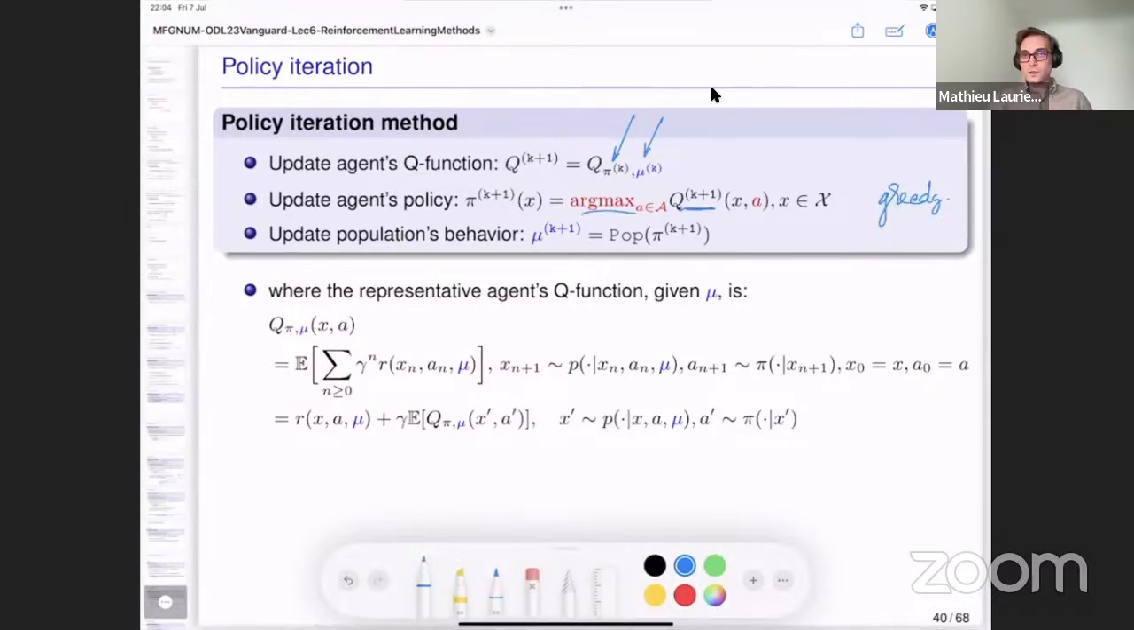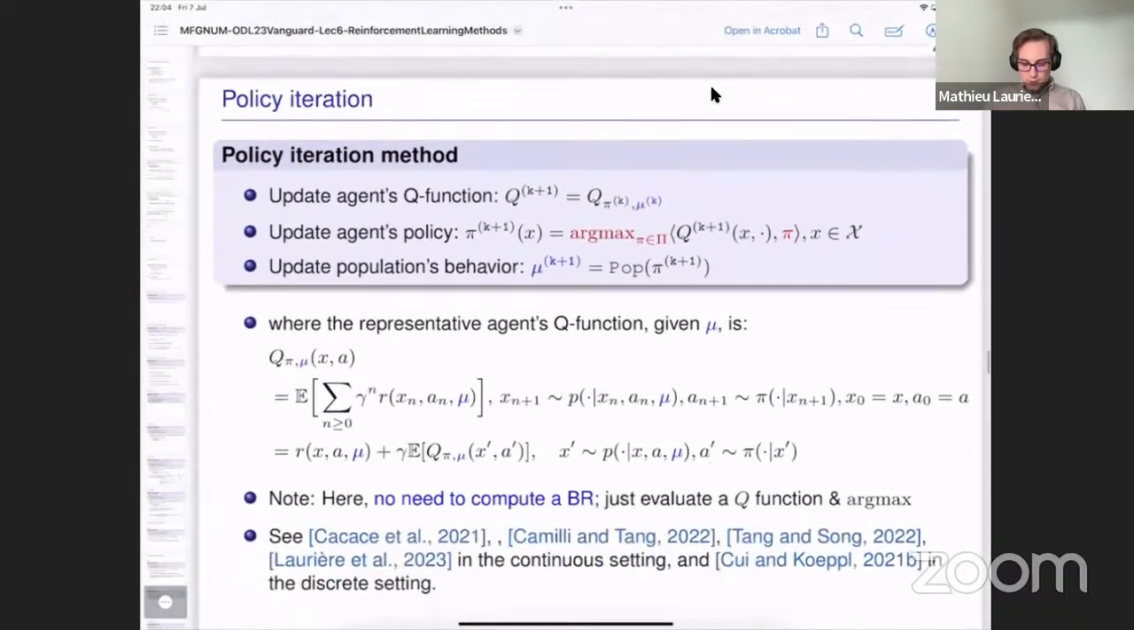And then for each x, you look at the best action. So at least if you have a finite number of actions, it's just going through the actions one by one and picking the best one. But there is no MDP to solve. When I say for free, it's not true. You have to find the best action, but it's just an optimization problem, not a full MDP to solve. And then you update the population based on this policy.